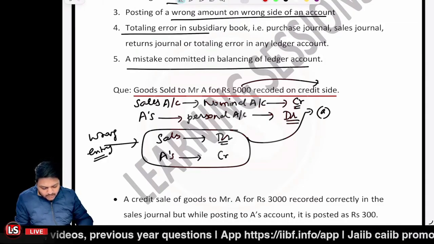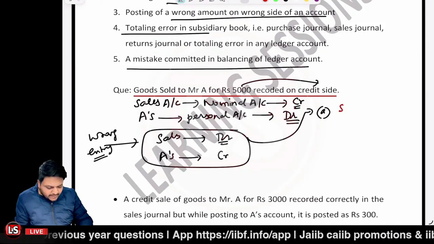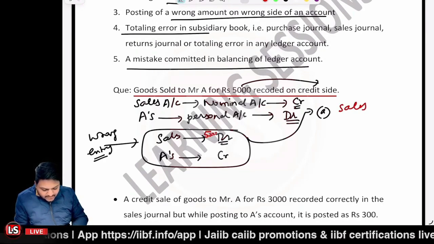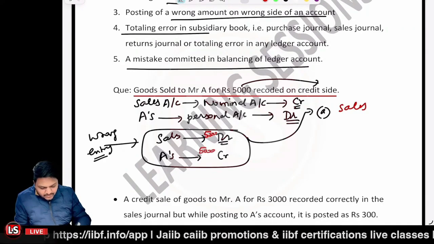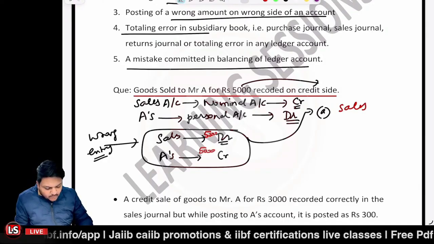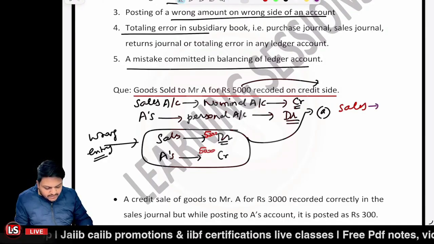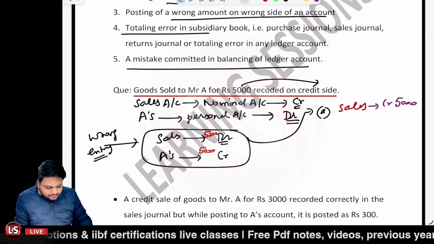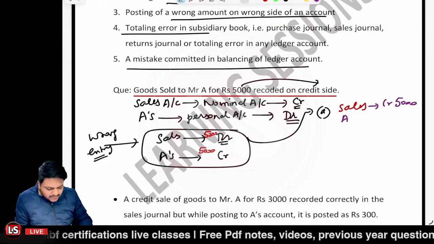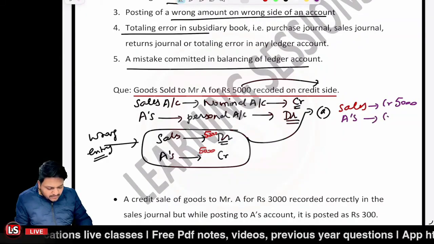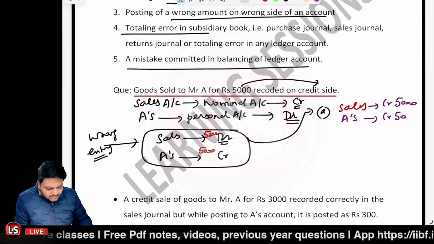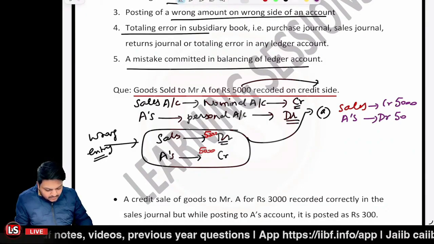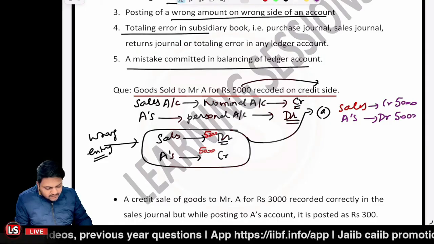Right? So what will we be doing? The sales account is to be credited. Let's say it was 5,000 debited and 5,000 credited. The first correct entry would be that the sales account is to be credited with 5,000, and A's account is to be, sorry, debited with 5,000. That is the first part.